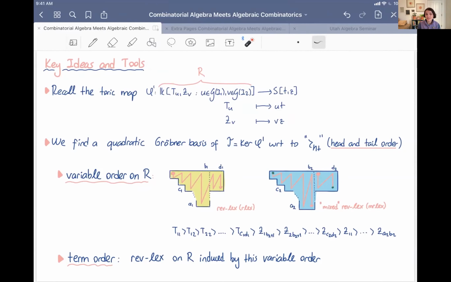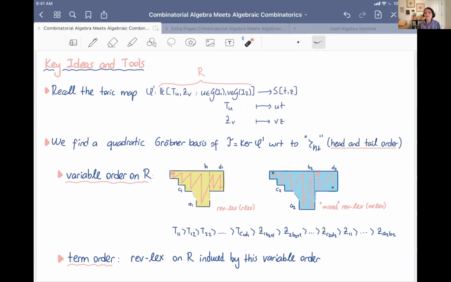I want to remind you that we had this toric map, and now we're focusing on the special fiber. For the generators coming from the first ideal, we use u, and v for the second one. Then we have these new variables we create, T_u and Z_v, and we extend our polynomial ring with T and Z. So the new variables that are coming from the generators of the first ideal are sent to the corresponding generator times T, and these ones are sent to vZ. So we find a quadratic Gröbner basis for the kernel of this toric map.